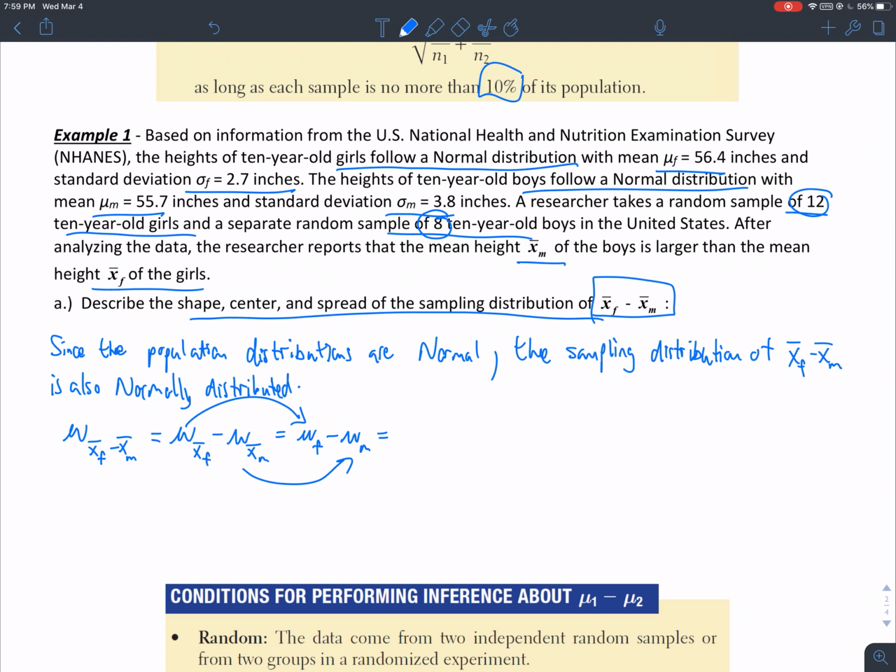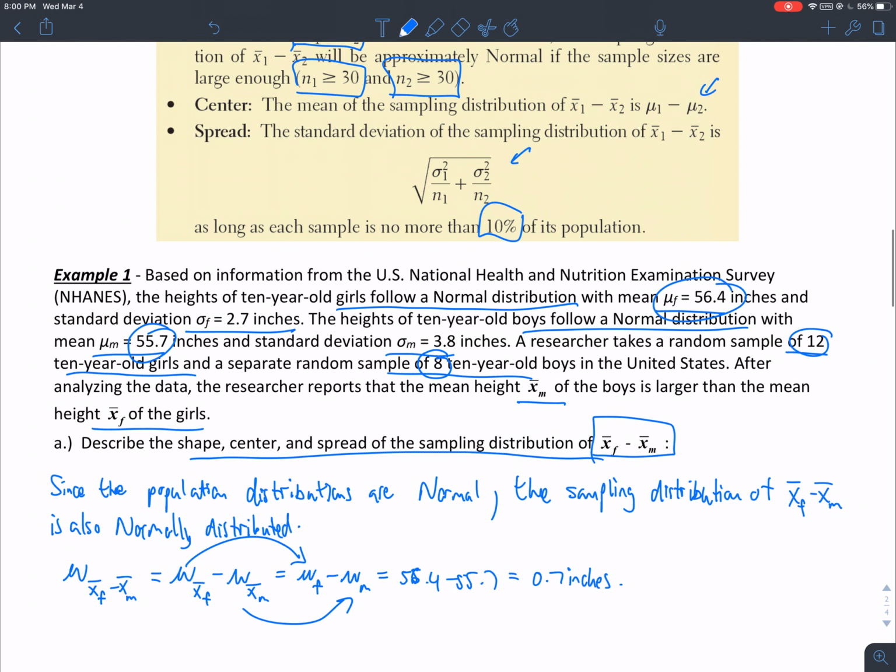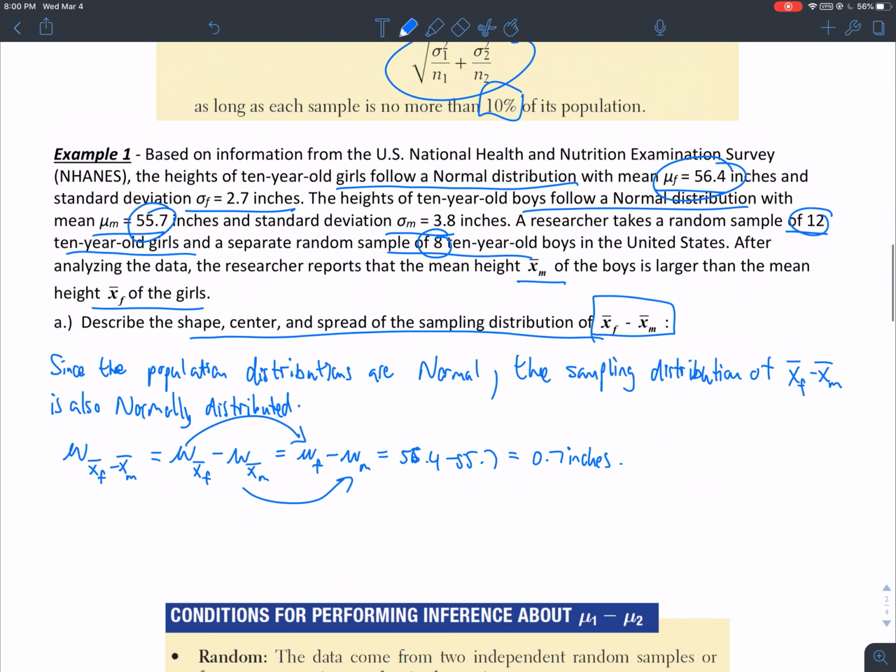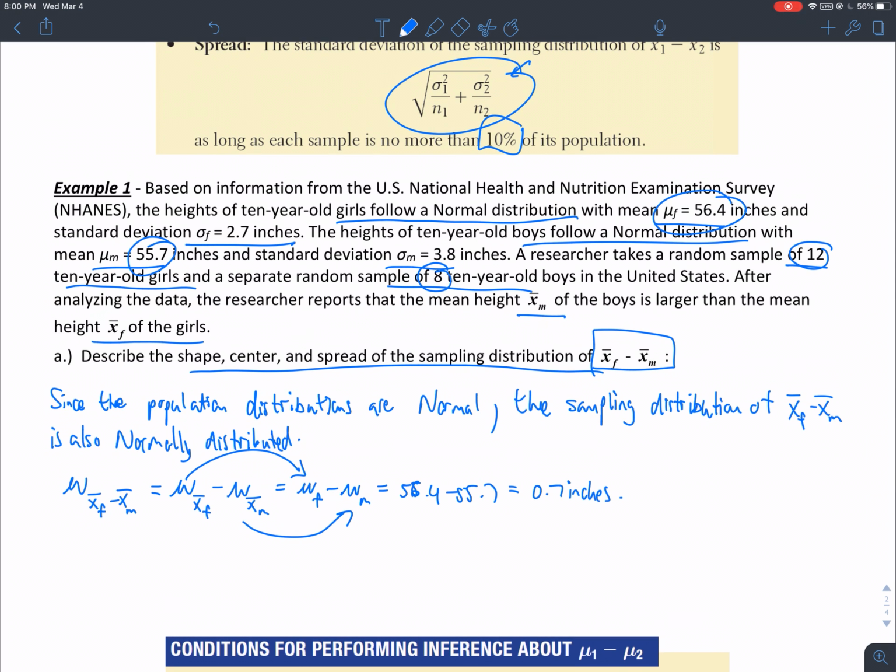So we have those two numbers, 56.4 and 55.7. So we can say 56.4 minus 55.7, and that would give me 0.7 inches. Okay, and then we have to use our formula here for standard deviation.